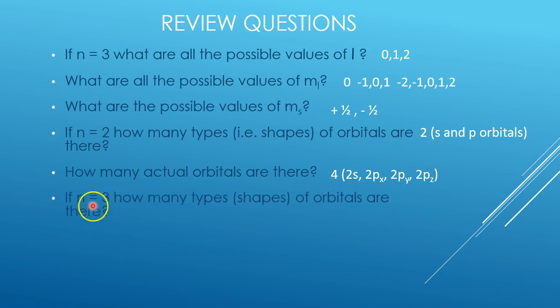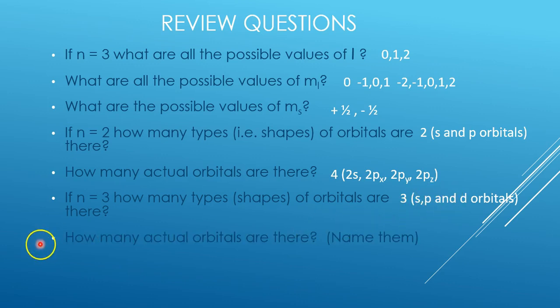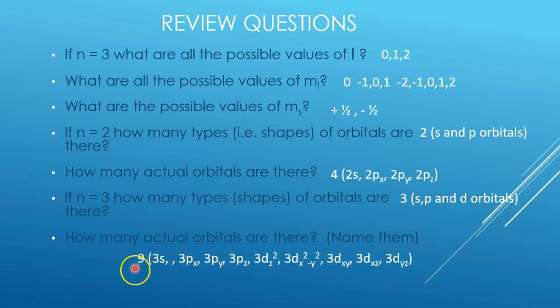Now let's consider when n changes. So now n is 3. If n equals 3, how many types of orbitals are there? We have 3. We have now the s, the p, and the d orbitals. And how many actual orbitals are there? You name them. We would have a total of 9, starting with the 3s, followed by the 3p: px, py, pz. And then the 3d, where we have 5 different orientations. The names would be 3dz2, 3dx2-y2, 3dxy, 3dxz, and 3dyz.